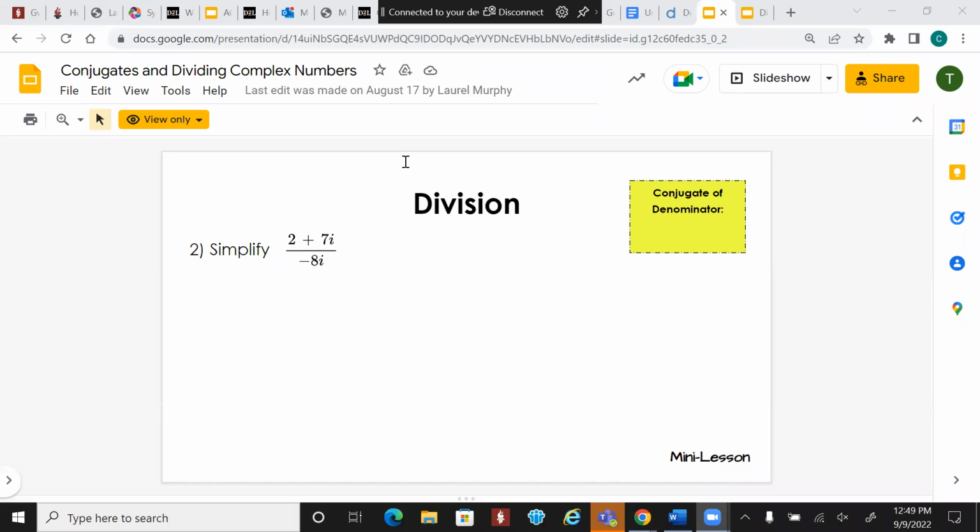What's the conjugate of the denominator? Positive 8i. So we're going to multiply by 8i in the top, and multiply by 8i in the bottom. I'm going to distribute this. So 2 times 8i gives us 16i. 7i times 8i gives us 56i squared. In the bottom, we get negative 8i times 8i, which gives me negative 64i squared.